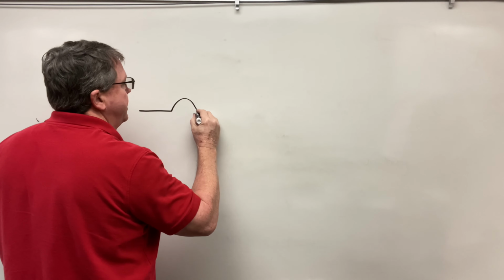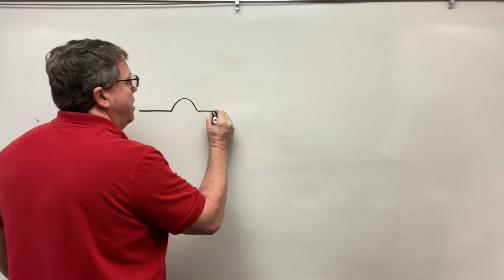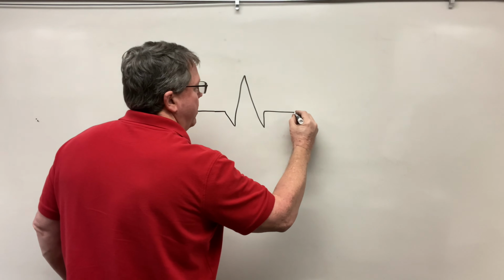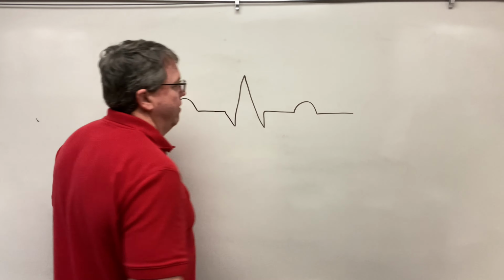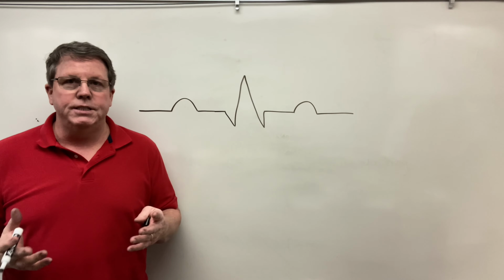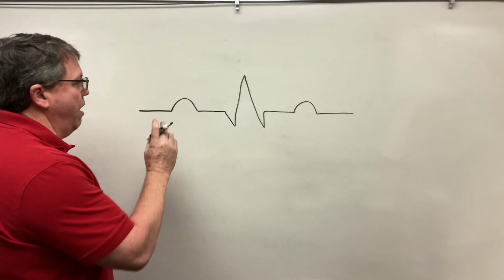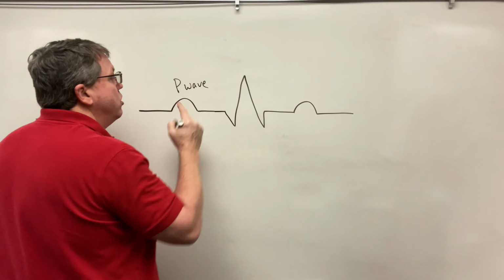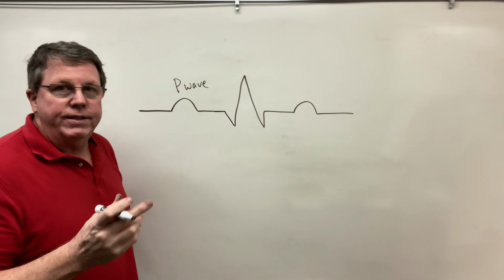And then I'm going to have this here, which I'm going to call my P wave. And then it's going to go like this, and then like this, and then like that, okay? And again, this is just a really simple explanation, by the way, of what happens in an EKG. So now, this right here is going to be my P wave.